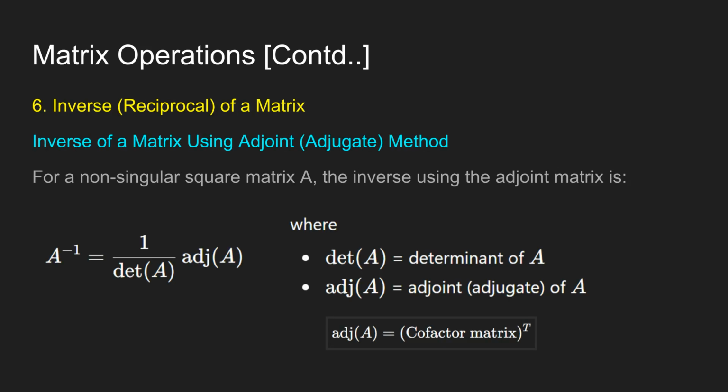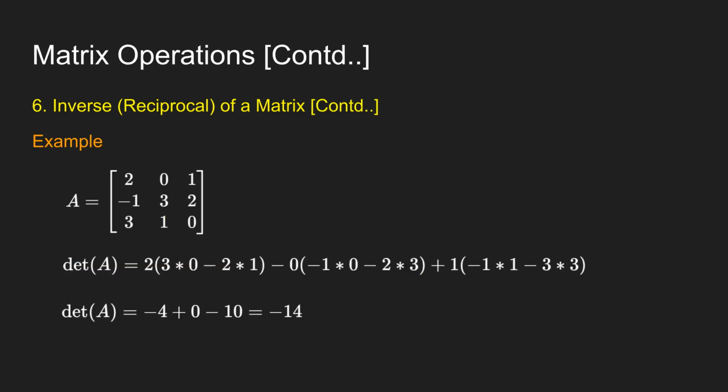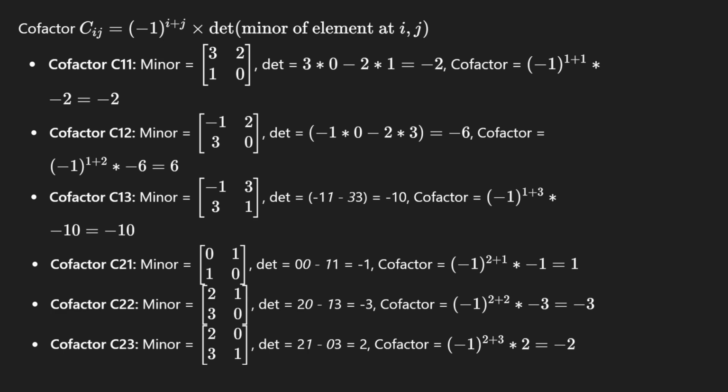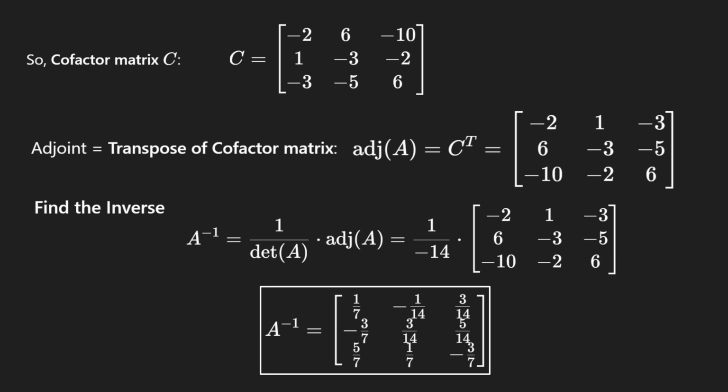The inverse of a matrix, also called the reciprocal, can be calculated using the adjoint or adjugate method for a non-singular square matrix. First, calculate the determinant of the given matrix. If the determinant is non-zero, the inverse exists. Next, find the cofactor of each element to form the cofactor matrix. Each cofactor is calculated by eliminating the row and column of the element and finding the determinant of the remaining 2x2 matrix. Then, take the transpose of the cofactor matrix to get the adjoint, also called the adjugate, of the matrix. Finally, multiply the adjoint by 1 divided by the determinant to get the inverse of the matrix.